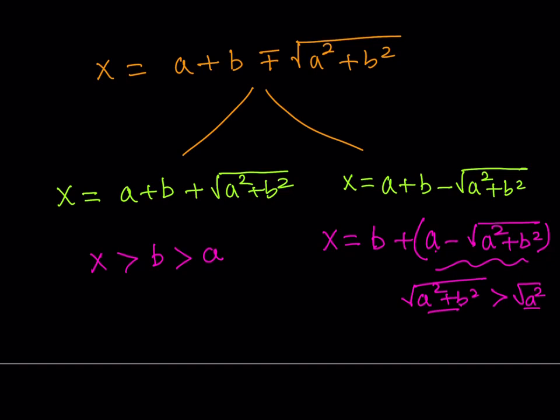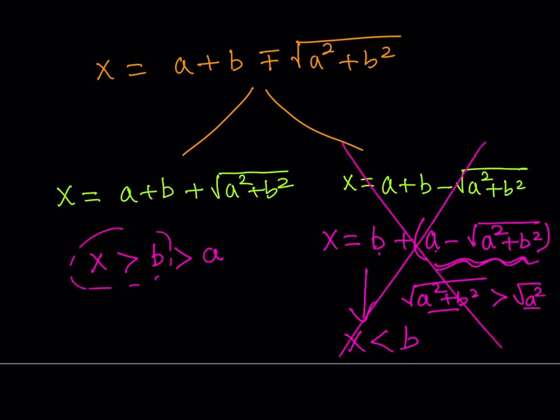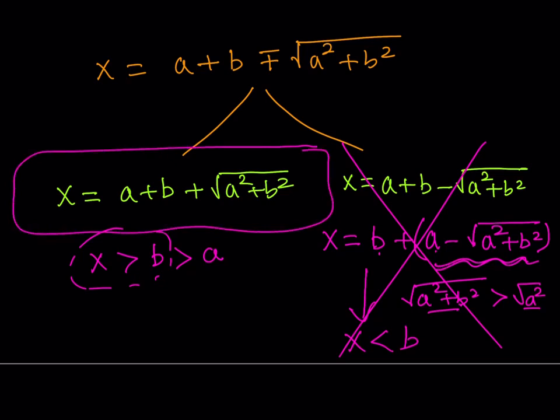What is that supposed to mean? You're adding a negative quantity to B, therefore you're making it smaller. So this equation implies that x is less than b. Wow, that's interesting. That's actually a contradiction, because we said that x must be greater than b here, right? Therefore, this is false, which means this solution is not going to work. Therefore, we end up with a single solution, which is the answer. So this is the expression x we're looking for.